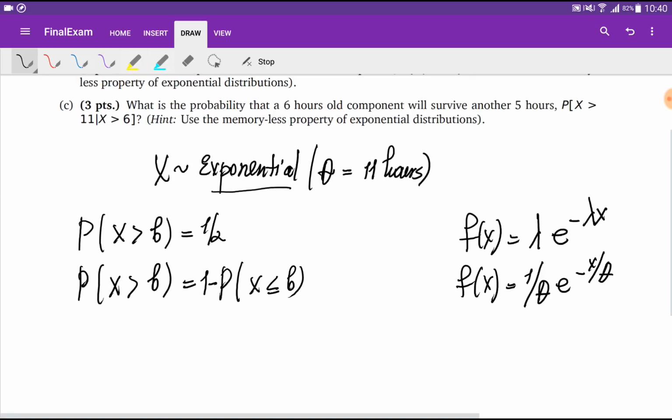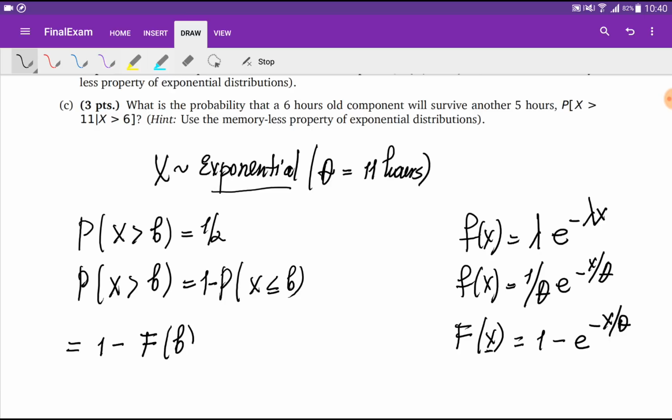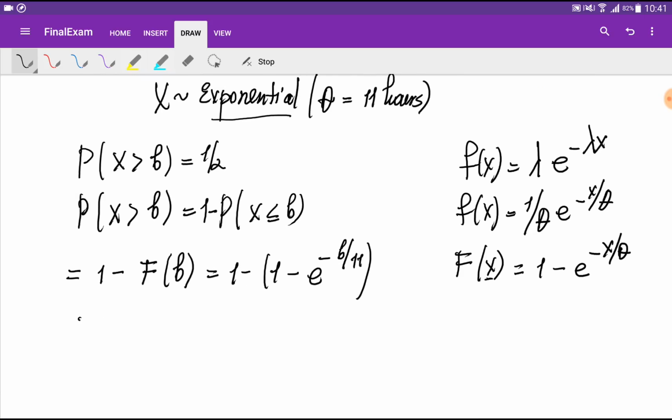It is also worth noting that the cumulative distribution function for the exponential distribution, the probability that the random variable x is smaller than x, is equal to 1 minus e to the power of minus x over theta. So the probability that x is less than b is the cumulative distribution function at this point b, and I just need to substitute b here. It's going to be 1 minus e to the power of minus b over theta, which is 11, right? And if I cancel out everything, it's going to be e to the power of minus b over 11, and it is known that this is equal to 1 over t.